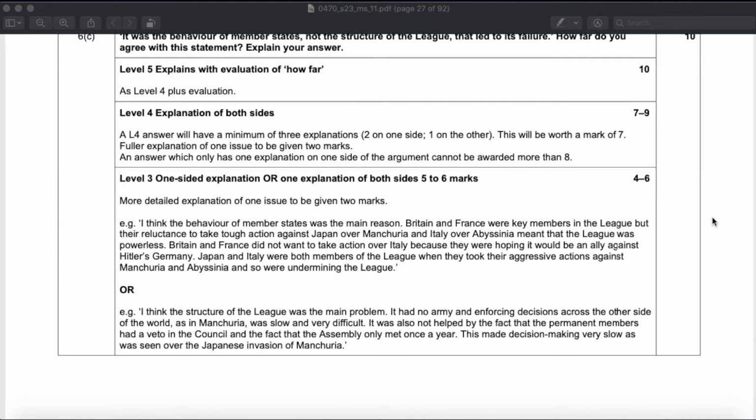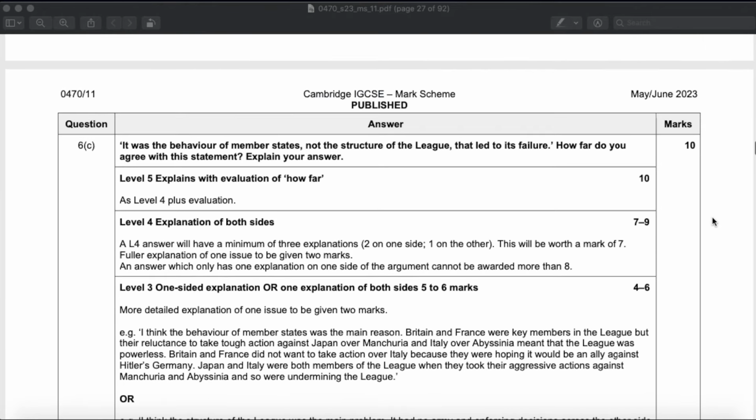One of the historical skills we're trying to teach you in IGCSE is to look at things from multiple perspectives, all right? So if you only have 1 P.E.E.L on each side, you're going to be at level 3 as well. So that's why you need those extra P.E.E.Ls to get up to the highest levels, which is level 4 and level 5, right? Explanation of both sides. A level 4 answer will have a minimum of 3 explanations, 2 on one side, 1 on the other. This will be worth a mark of 7.